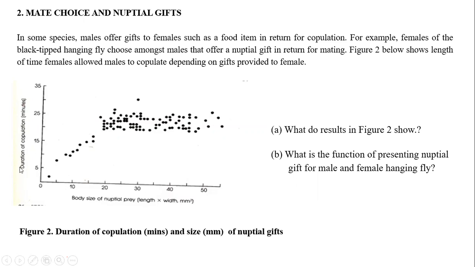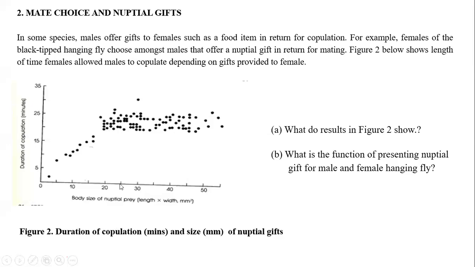On the y-axis, we have the duration of copulation. Now, I think all of us who are mature, we know what copulation means, even as biologists. It means this is the time that the male is going to be with the female when copulation is going to take place. Again, that's easy. And then the figure title shows the duration of copulation in minutes and the size of the gift. So there's a relationship here between the size of the gift and the duration of copulation.